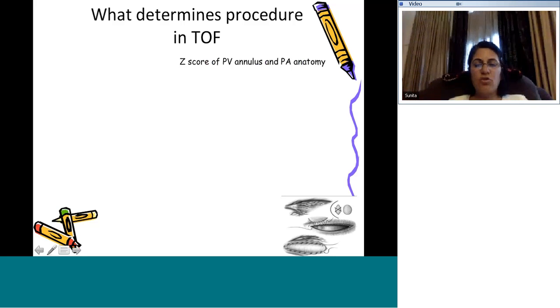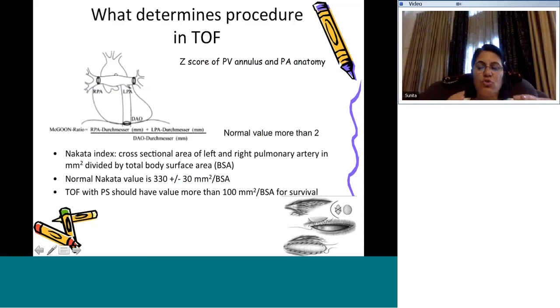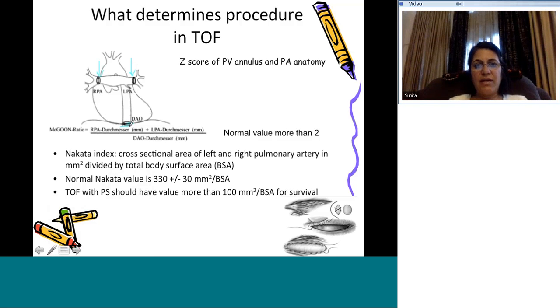When we talk about the Z-score of the pulmonary valve annulus and the PA anatomy, it's important with the pulmonary artery anatomy to define what is the McGoon ratio. So what is McGoon ratio? Anyone? You can see it here. It's your right pulmonary artery, the diameter of the right pulmonary artery taken pre-branching. You see how you take it before it branches, plus the left pulmonary artery pre-branching, divided by the descending aorta diameter at the level of the diaphragm.